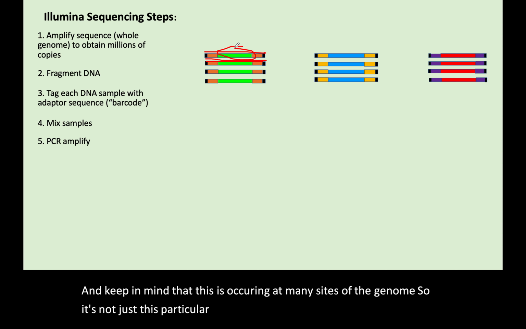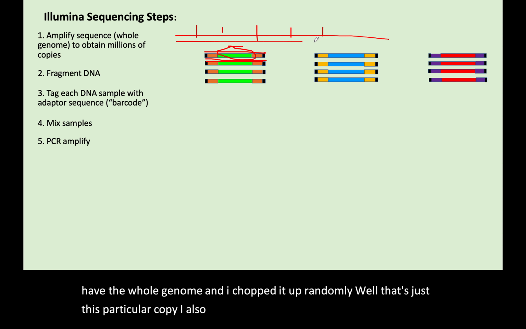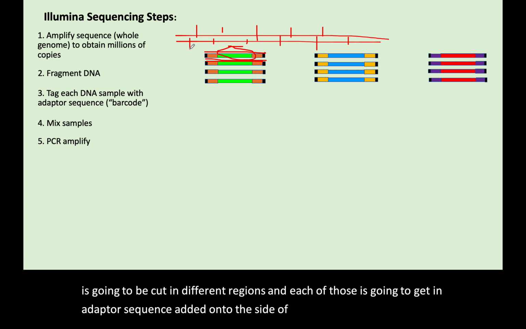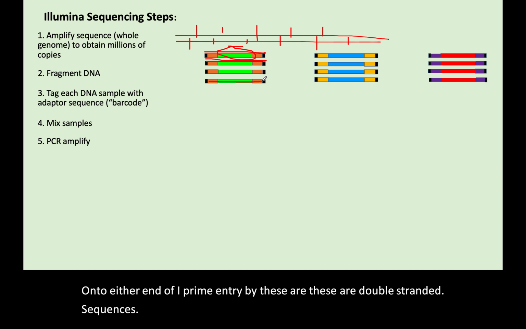This is only 250 to 500 nucleotides. If I have the whole genome and I chopped it up randomly, well, that's just this particular copy. I also have 1 million copies of the same genome that is going to be cut in different regions. And each of those is going to get an adapter sequence added onto either end, the 5' and the 3'. These are double-stranded sequences.